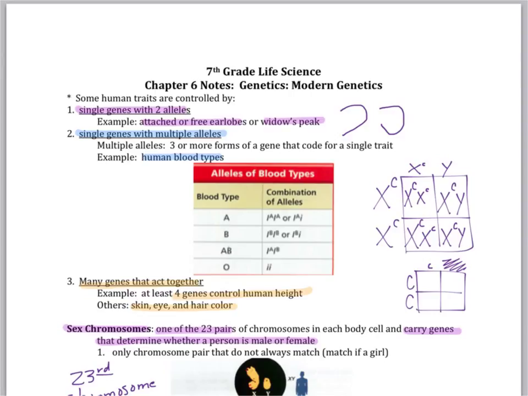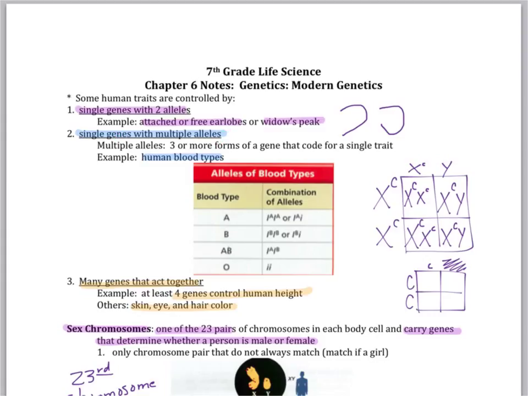A second way that human traits are controlled is by a single gene that actually has multiple alleles, so more than two. So they have three or more forms of a gene that code for a single trait. An example of that is human blood type. So you can see here, if you have type A, you can have either of these two allele combinations. If you have type B, you can have either of these. If you have type AB, it could be either of these. And type O, it could be this. You don't need to memorize the different combinations of alleles, but you do need to know that human blood type is an example of a trait that is controlled by a single gene with multiple alleles.